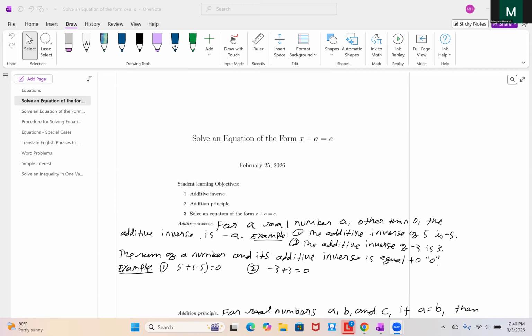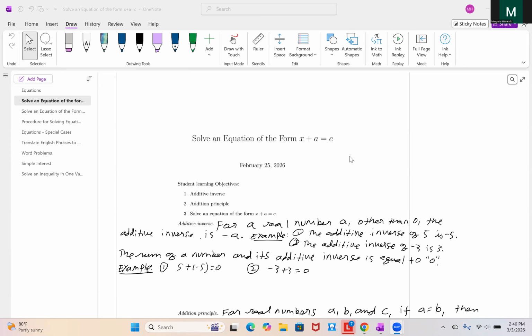Solve an equation of the form x plus a is equal to c. Student learning objectives: 1. Additive inverse. 2. Addition principle. 3. Solve an equation of the form x plus a is equal to c.